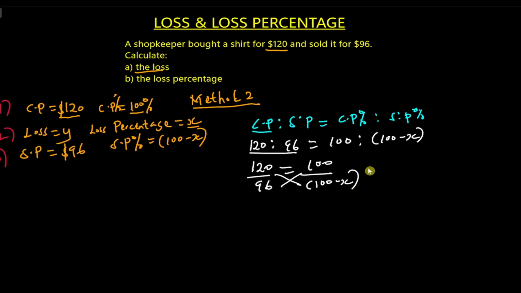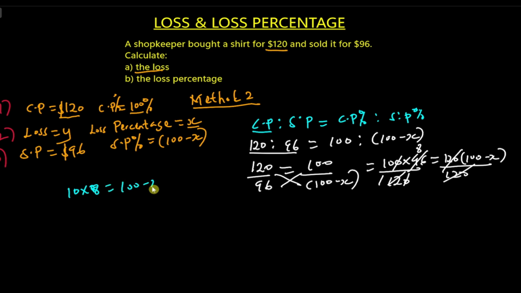Now we do a cross multiplication. We have 100 times 96, which is equal to 120 multiplied by 100 minus x. You could divide both sides by 120. Now this 120 cancels out, 0 also cancels this 0, 12 cancels: 1 goes into 12 once, and into 96, 8. So we have 10 times 8, which is equal to 100 minus x. Now 10 times 8 is 80, which is equal to 100 minus x.